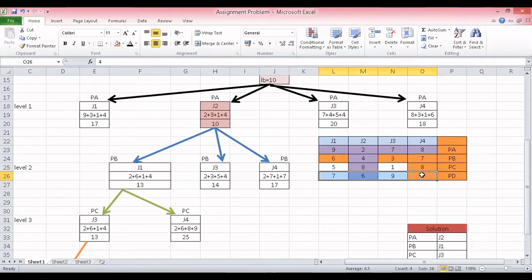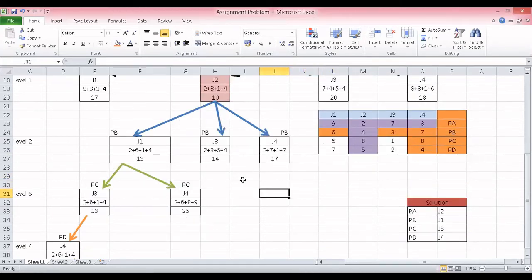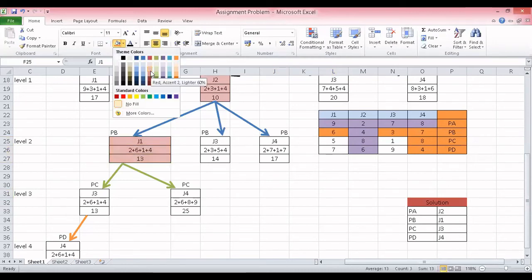6. 4 I cannot take. Please observe, 4 I cannot take, 6 also I cannot take, because 6 belongs to job 2, and job 2 is assigned to person A. 4 I cannot take because 4 belongs to job 4 and that is assigned to person B. Now out of 7 and 9, which is the minimum? It is 7. So I take it as 7. The sum of that comes out to be 17. Now in this, the minimum I will highlight with one single color. The minimum is this one.